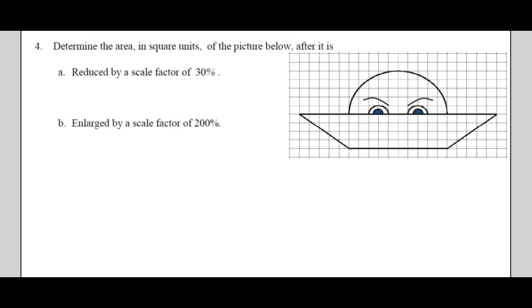Determine the area in square units of the picture below after it is reduced by a scale factor of 30%, enlarged by a scale factor of 200%. So the best thing to do would be just to figure out what's the area as it stands, right? So as we've got it, what's the area? So we have a semicircle. Okay, a semicircle is going to be 1/2 pi r squared.